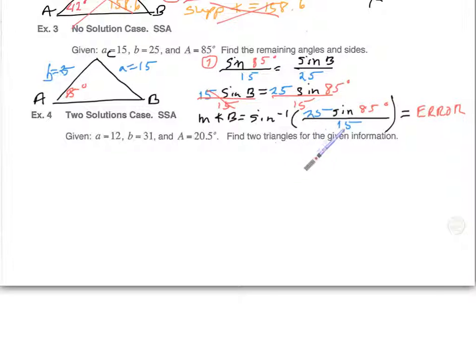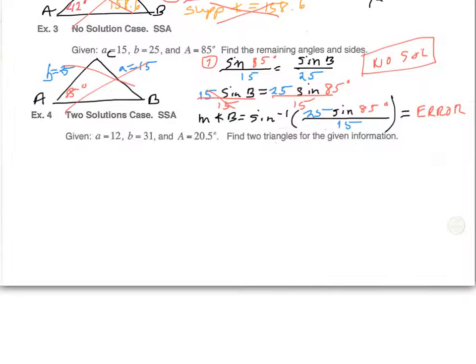Remember when we do sine and cosine? You got to put in a number that's between -1 and 1, and that's the problem. So this ends up with an error, and since it's an error, this triangle is not possible, and it is a no solution. We love no solution problems because look how quick that one was, right?